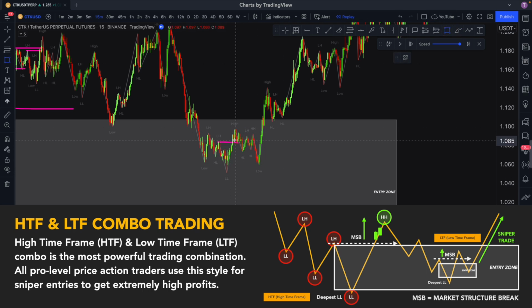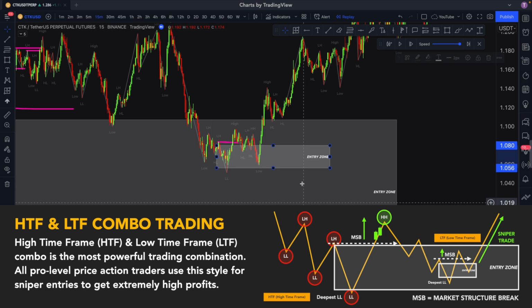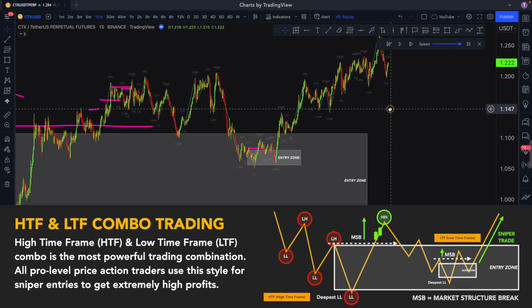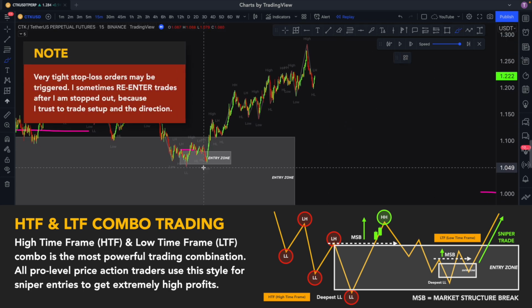Let's look at this. Entry zone in an entry zone. Now, this is a real sniper trading entry. You can make any kind of entry from the micro entry zone. What I suggest you, keep a larger stop loss point under the deepest low here.